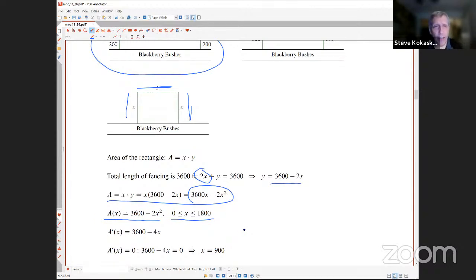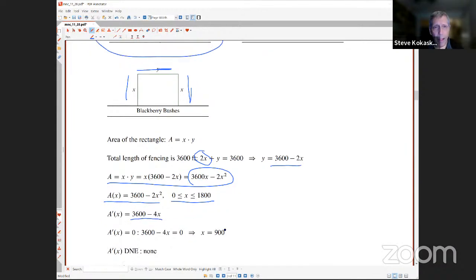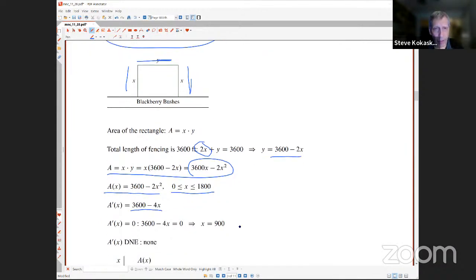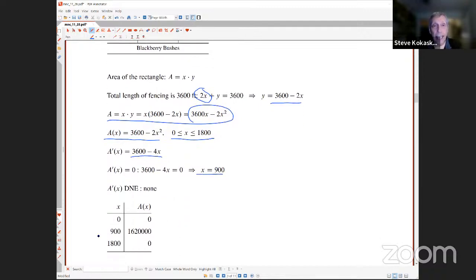I take the derivative, 3,600 minus 4x, here's where I am. I'll take that derivative and find the critical values. So I set it equal to 0, I get x equal 900. There are no places where the first derivative does not exist. Since A is continuous on a closed interval, I'll use the candidates test, and the endpoints are really easy here. At 0 and at 1800, the area of the region is 0. And at 900, the area is that.